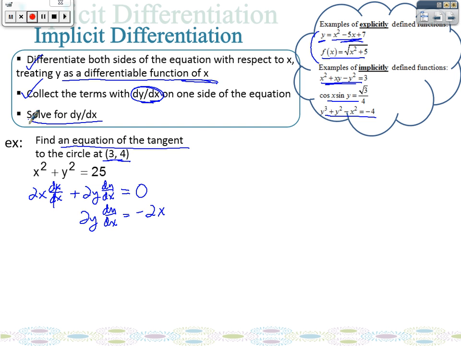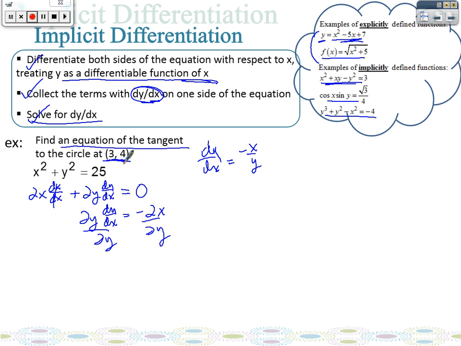The last step is to solve for dy/dx. So what we're going to do is get this by itself. In order to do that, we would divide by 2y. And so we would have dy/dx equals negative x over y. Now we have an equation of a derivative that has both x and y in it. So unlike the previous ones where we could just substitute an x in to get our slope, we're actually going to have both coordinates of the point to be able to get the slope.